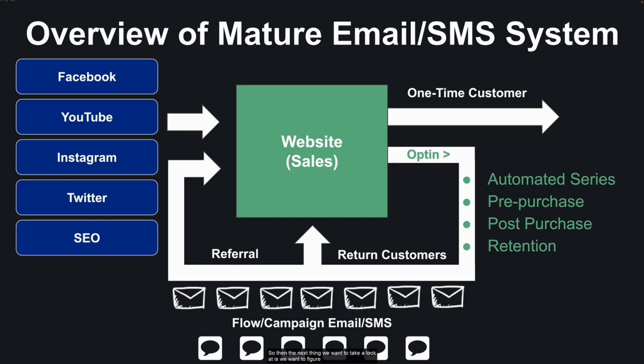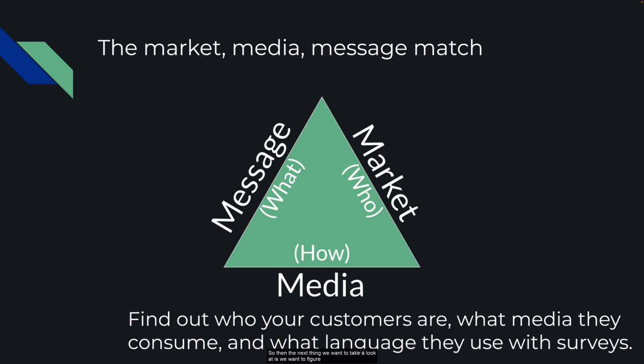All right. Then the next thing we want to take a look at is if they have figured out their market, media, message match. This is a concept that comes from a guy named Dan Kennedy. You can look him up. He's got some great books like The Ultimate Marketing Plan and The Ultimate Sales Letter. This is something he talks about a lot, and I think it's a very easy, valuable way, especially when you're starting your business, to take a look at it.